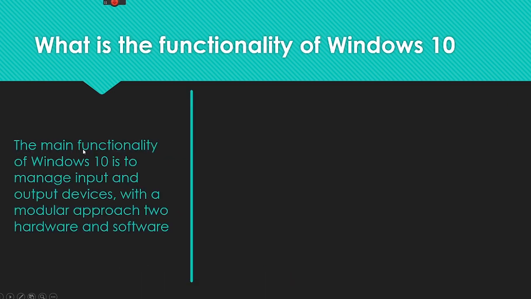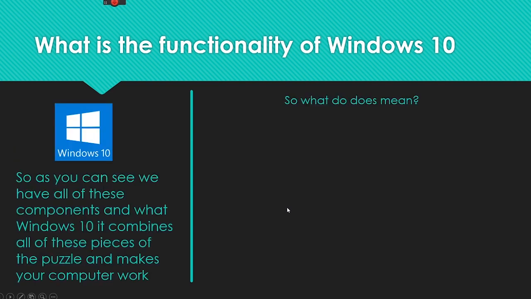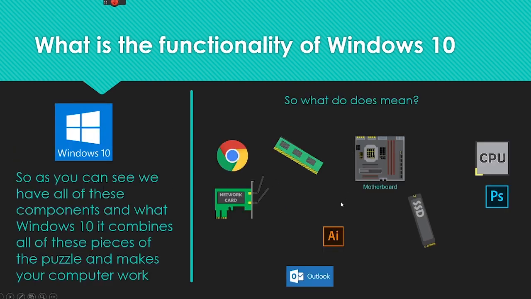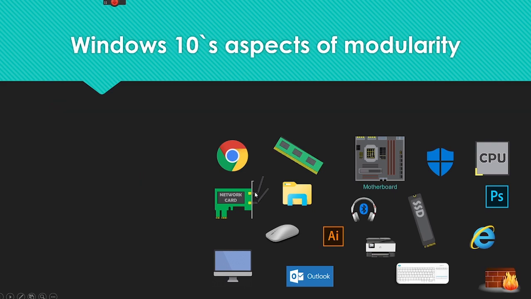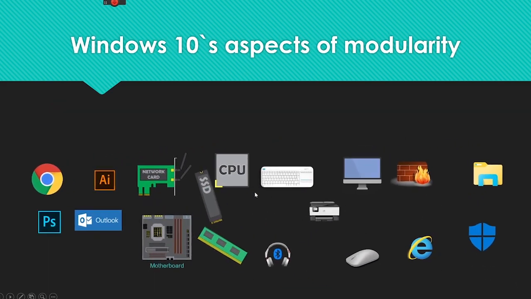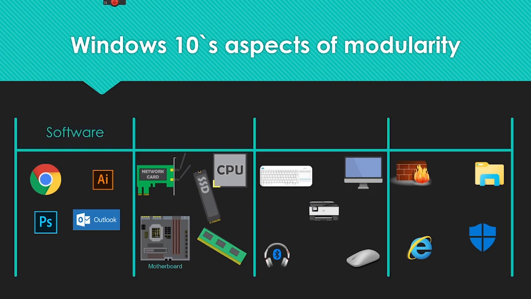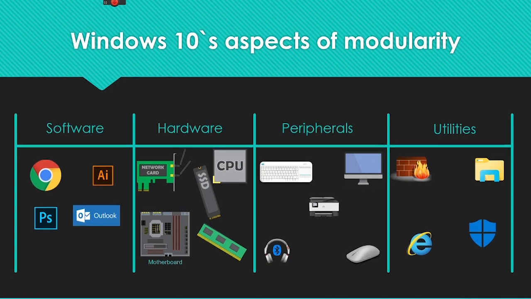The main functionality of Windows 10 is to manage input and output devices with a modular approach towards the hardware and software. Let's see. Okay, so now we have the hardware, software, peripherals, and utilities. As you can see, we have all of these components, and what Windows 10 does is combine all of these pieces of the puzzle and make the computer work. We can see all of this happen with the aspect of modularity: the software, the hardware, peripherals, and utilities.